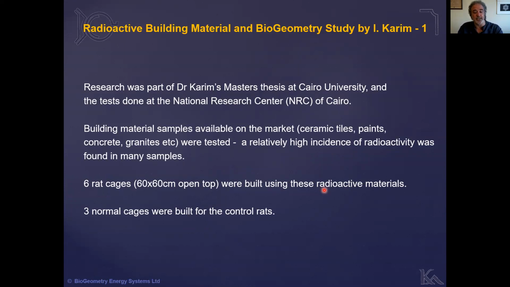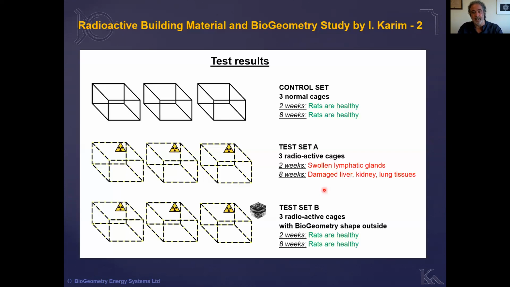3 normal cages were built for the control rats here, again, this is the usual control. Rats are healthy, nothing was interfered with. They were normal cages, not built from radioactive material. Then there was test set A, which was 3 radioactive cages made of this material, and test set B, again 3 radioactive cages, but these had the cube. These poor fellows here didn't.